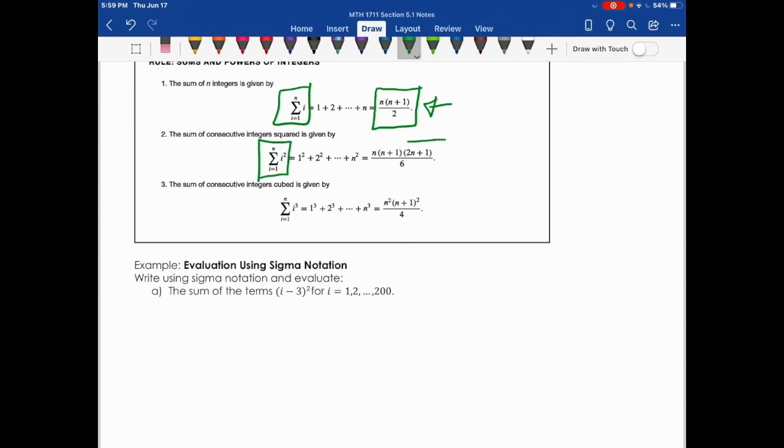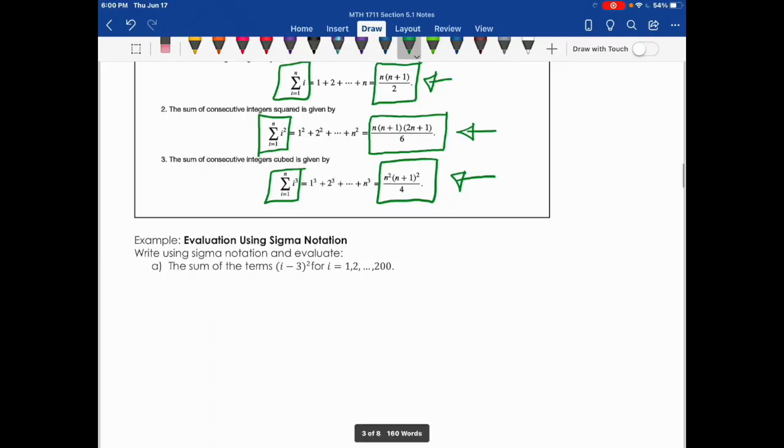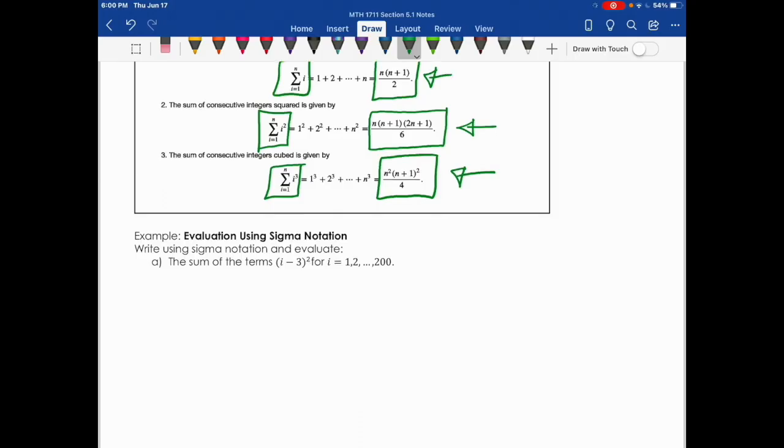For the next one, if we are trying to add i squared from 1 to n, we have this formula here. So we just use our ending value for n to plug into our formula. And then if we have a sum of i to the third from 1 to n, then we have this formula here. So we're going to practice using these formulas, and then you can use your calculator to check to make sure it worked.